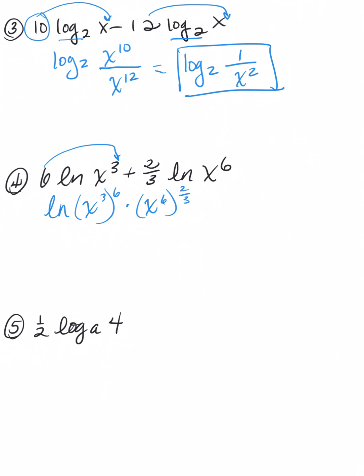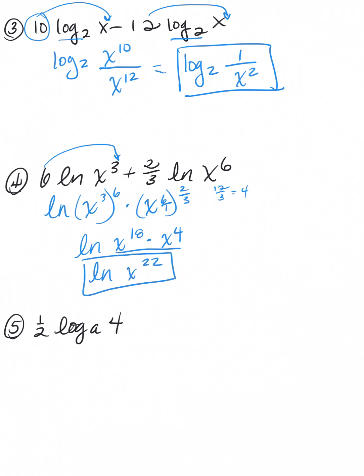All right? Now, if we remember our exponent rules, power raised to a power, we multiply. So I'm going to have the natural log of x to the 18th times, now what happens here? Put that 6 over 1 and look at it. If I multiply across, I'll have 12 over 3, which reduces to 4. So it'll be x to the 4th. Then we can combine these two if they're side by side and the bases match. Remember, we add the exponents, so we'll have x to the 22nd power. Natural log of x to the 22nd power.